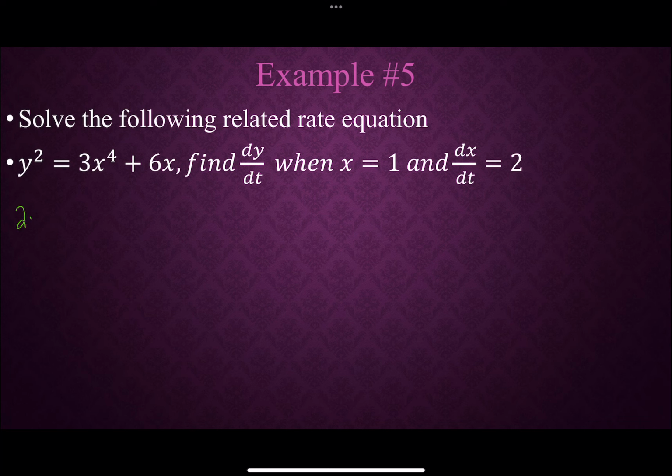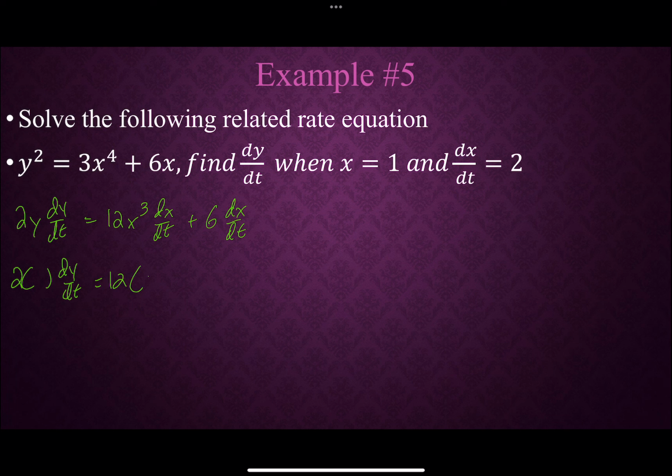So y squared becomes 2y, and then we have a dy dt. 3x to the fourth becomes 12x cubed. We have a dx dt. And then we have 6x, that becomes 6 dx dt. So we want dy dt, so we have to fill in for y.